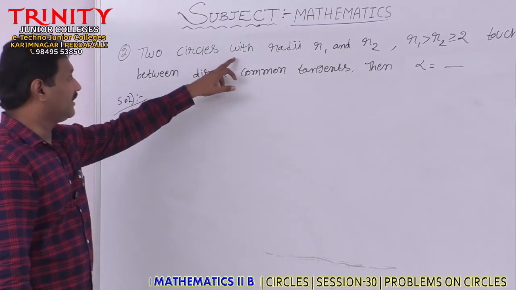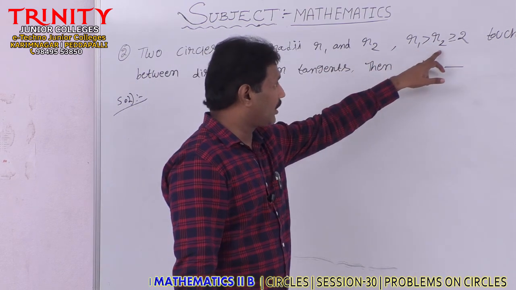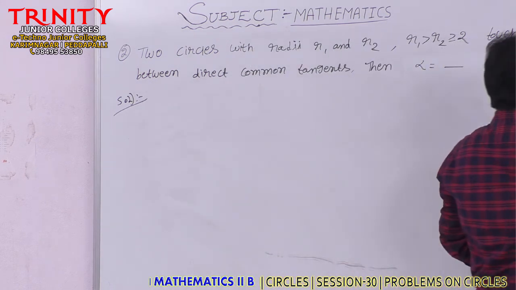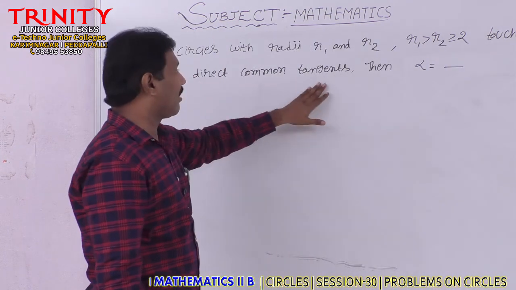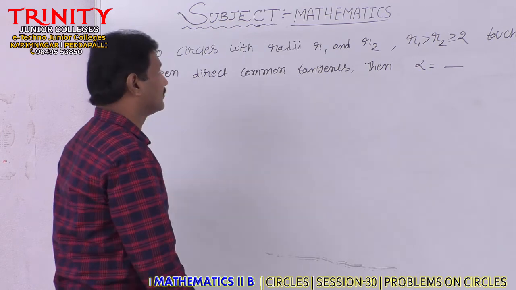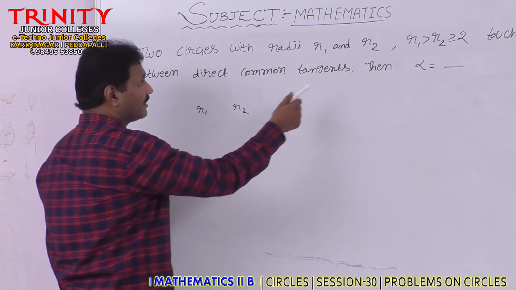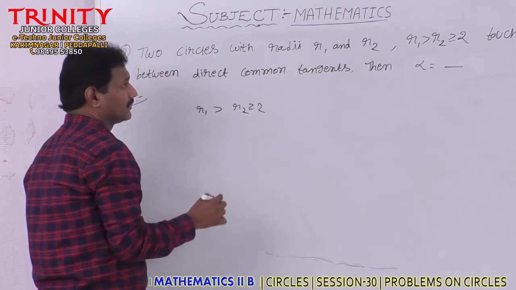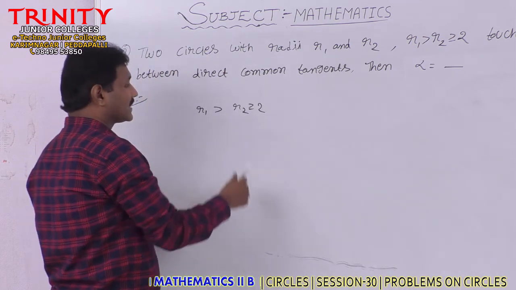Two circles with radii R1 and R2, R1 greater than R2 greater than or equal to 2, touch each other externally. If alpha is the angle between the direct common tangents, then find alpha. R1 is the radius of the first circle, R2 is the radius of the second circle, and R2 is always greater than or equal to 2. R1 is greater than R2. That means the circles touch each other externally. Therefore, R2 is the smaller value.